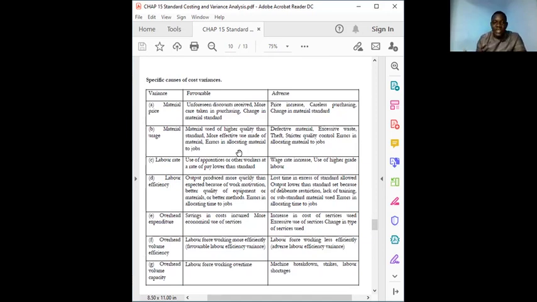Now, where there is careless purchasing, you are not careful in purchasing, you just buy anything, and maybe you don't take your time, so you may buy it at a price higher than planned. Then change in material standard. When there's a change in material standard, it leads to material price variance, because the change in material may come at a higher cost or at a lower cost. Okay, good.